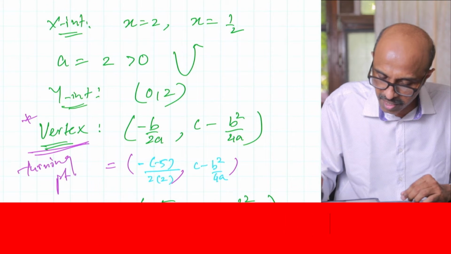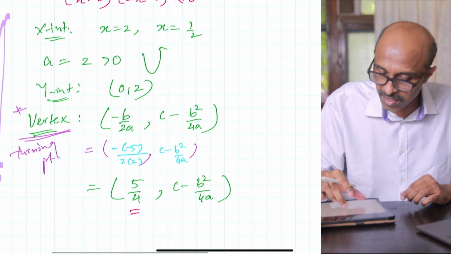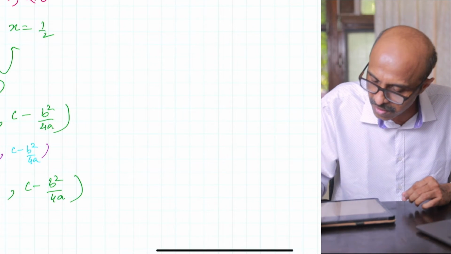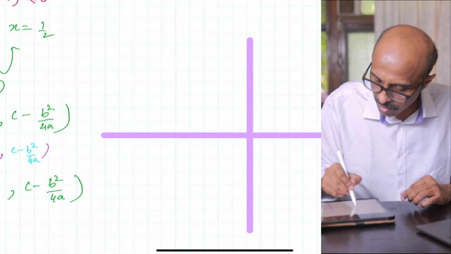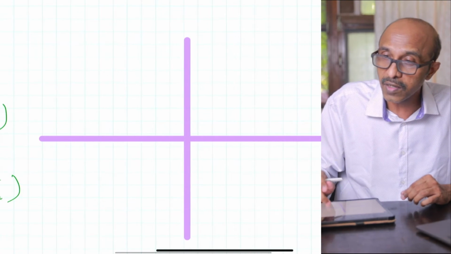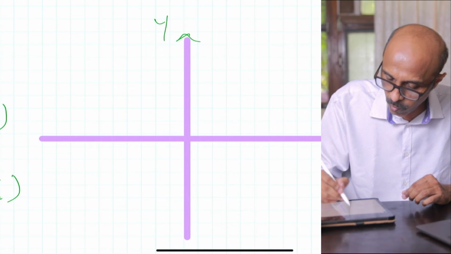All right, so that's the x coordinate of the vertex. Now we've got the key features. We've got enough information to be able to make a rough sketch of this parabola. Can you guys see this? All right, I'm just going to make the grid here. Where's my x-axis and y-axis? Here we go. Okay, that's an interesting grid. There we go. I'm just going to mark this as x and this as y.